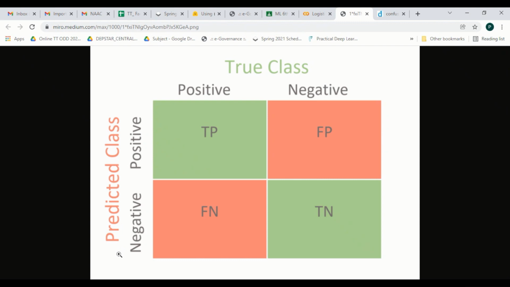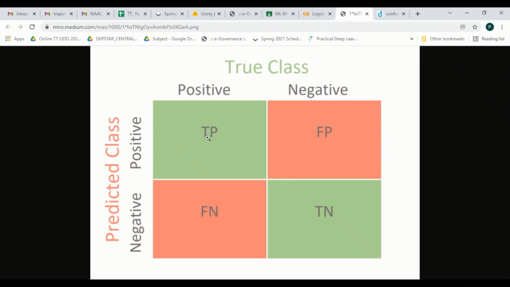So that is the prediction that we made using the classifier or the classification machine learning algorithm that we implemented. So this is our predicted Y, which is Y pred. So this is Y and this is Y pred. Now for Y, which is the actual or the true class, you would have true positive and true negative.